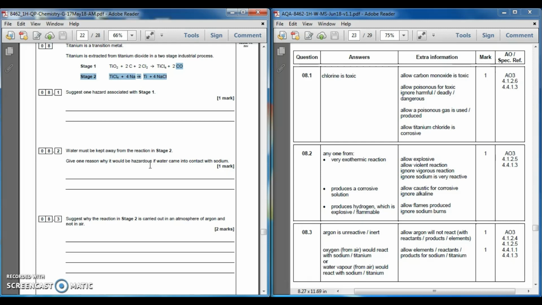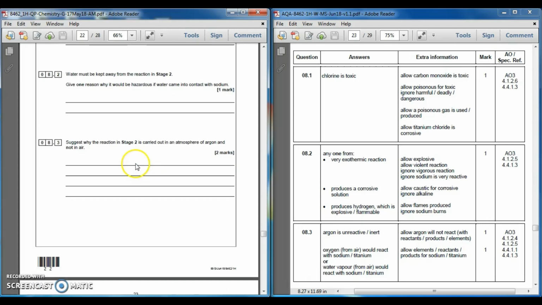Is it a fizz? Is that a problem? No, it's hazardous. Why would it be really dangerous? So if you just said it is a very vigorous reaction, or it's very exothermic, or it produces a very corrosive hydroxide solution, that's all right. If you said it's explosive, we can have that too. Because this is a large chunk of it, it'll make a lot of hydrogen, it'll possibly explode, it'll definitely get hot enough to set on fire. It's not cool.